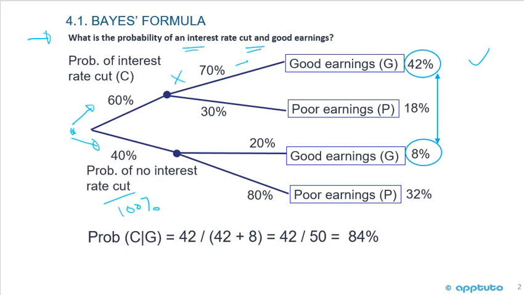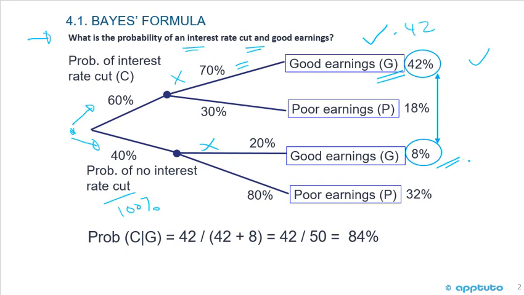So we've done this before. We've worked our way through these trees, and we say 60% times 70%, that's going to be 0.42, 42%. There's a 42% chance of good earnings. But there's also a chance of good earnings down here if there's no interest rate cut. There's a 40% chance of no interest rate cut. If that happens, there's a 20% chance of good earnings. So 40% times 20% is 8%.